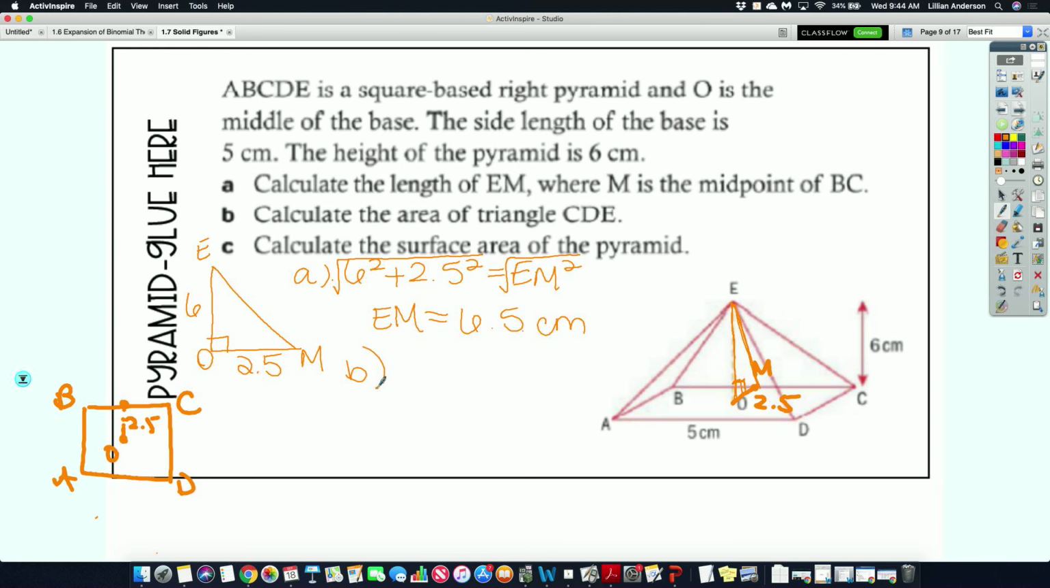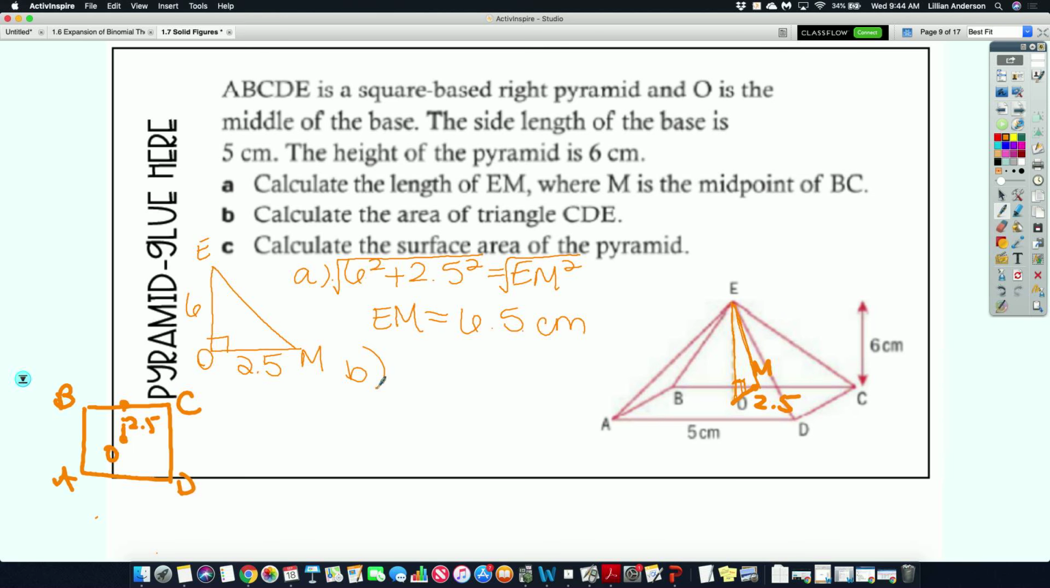CDE. Do we know any information on that triangle? All of this length, height is 6.5 all the way. So then, does that mean that EE would be 6.5 and EC is 6.5? Because if we could have done a Pythagorean theorem with EC, but then it wouldn't have been with 2.5, because from O to C, that's not 2.5.